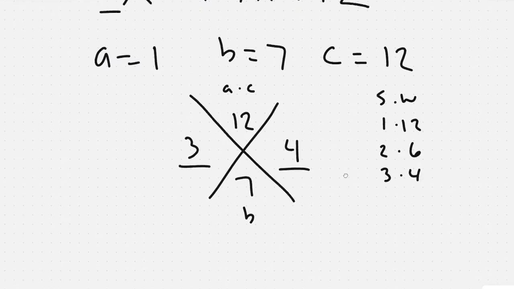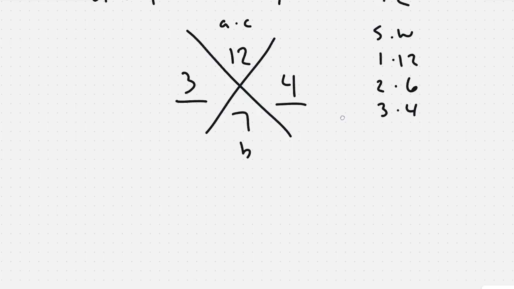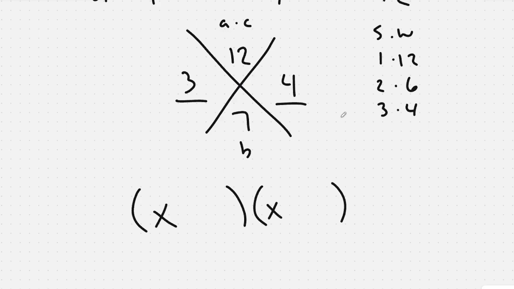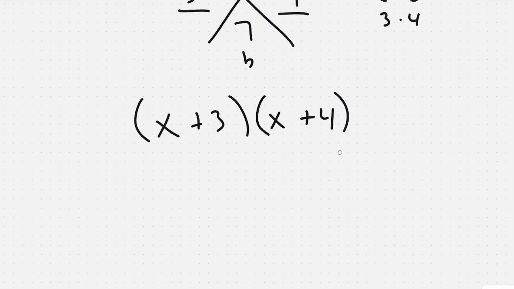Now it's time to set up our factored form. And the way to set it up is we have a set of parentheses. And let's not forget our x variable. The last step we need to do is just add our numbers that we found, which is positive 3 and positive 4. If we were to distribute, we would get the same result as we were given from the start.